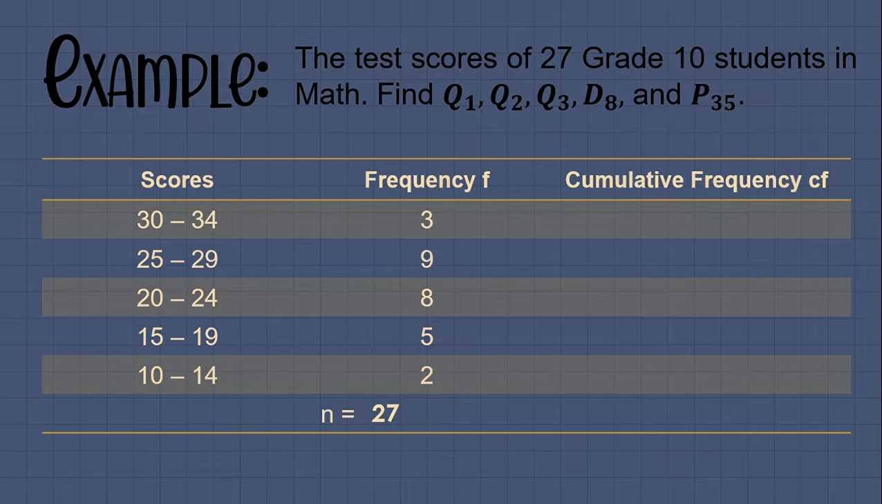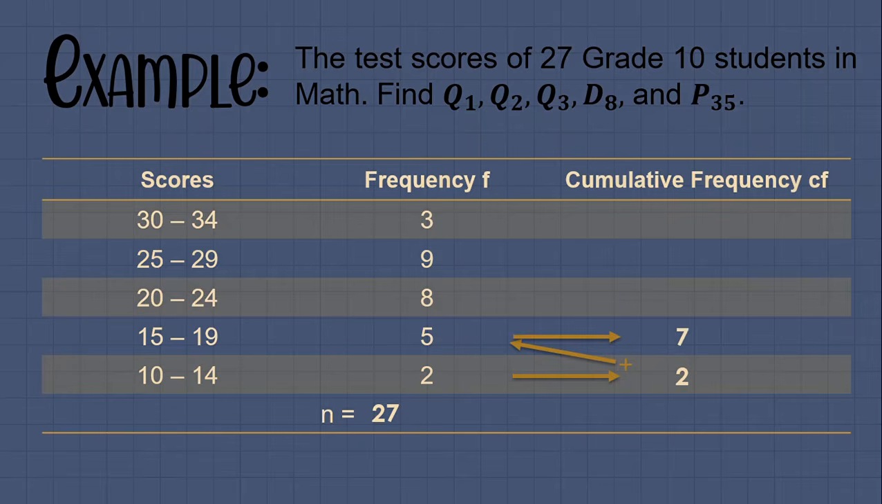Now, how can we fill in the column for the cumulative frequency or CF? We will start with the frequency of the lowest scores. As you can see, our lowest scores are 10 to 14, and the frequency is equal to 2. Our first step is to copy the frequency of the lowest scores, which is 2. Now, how can we fill in the next row? We're going to add 2 and 5, or the next frequency. So our next CF is equal to 7.